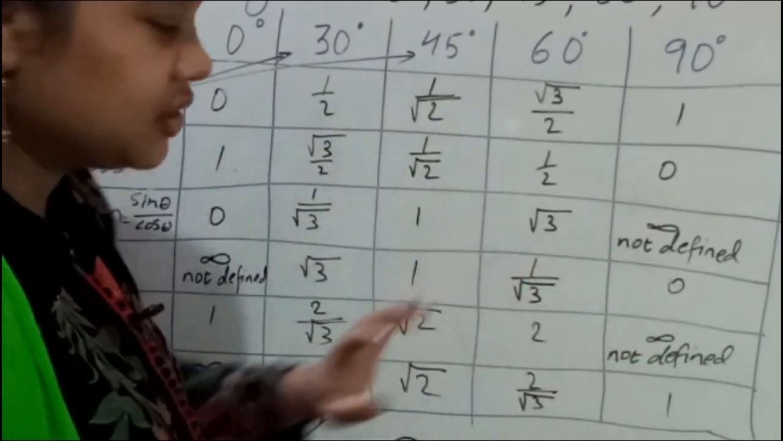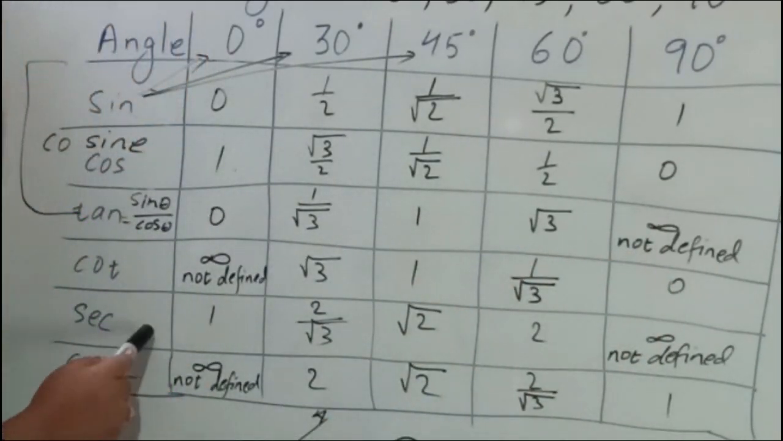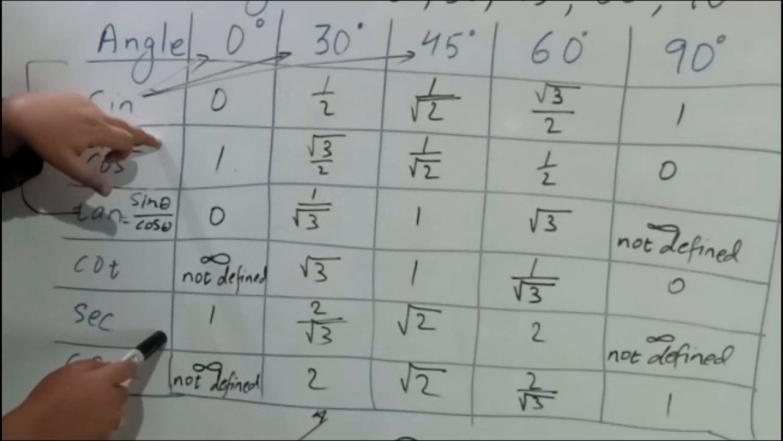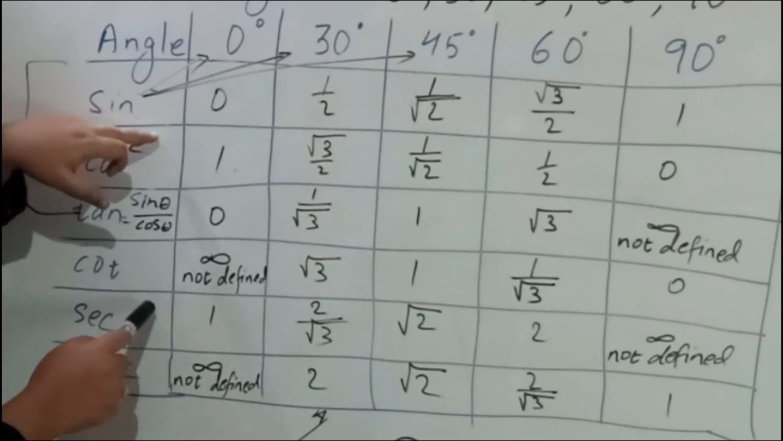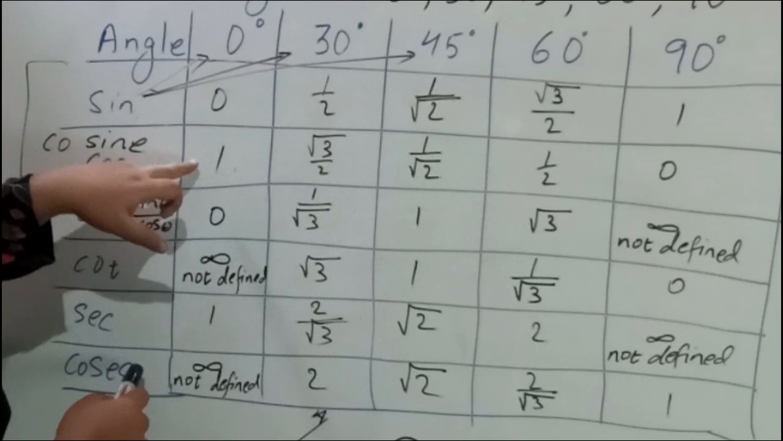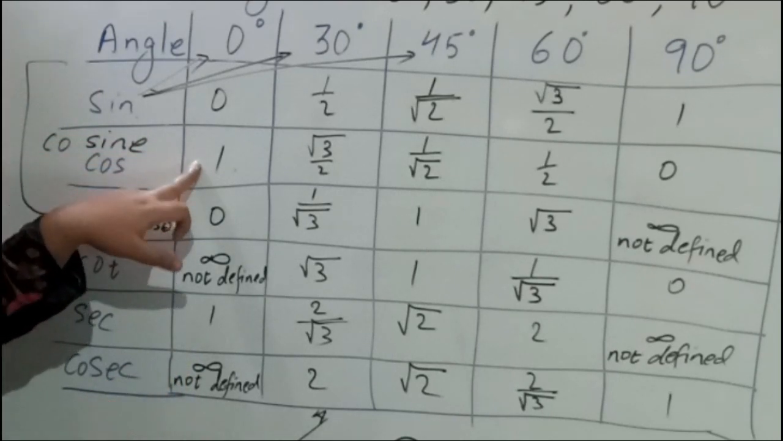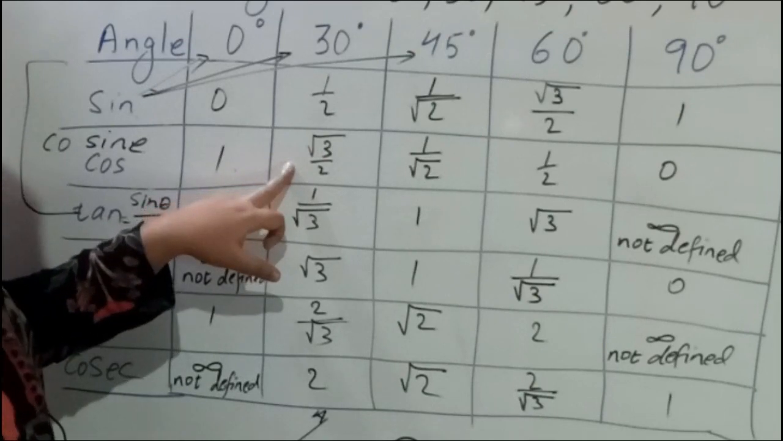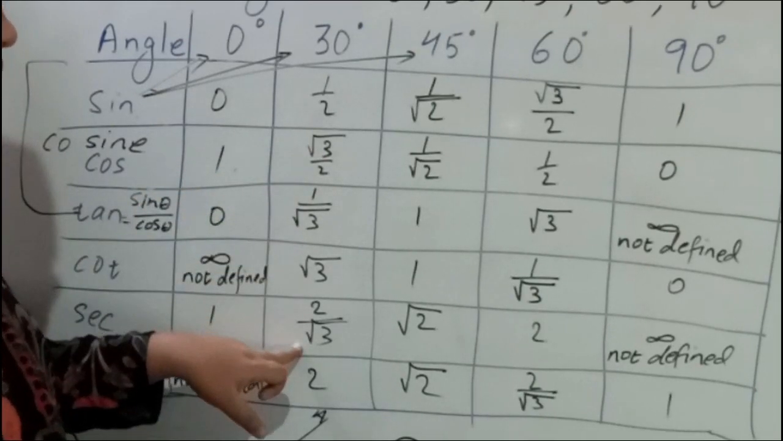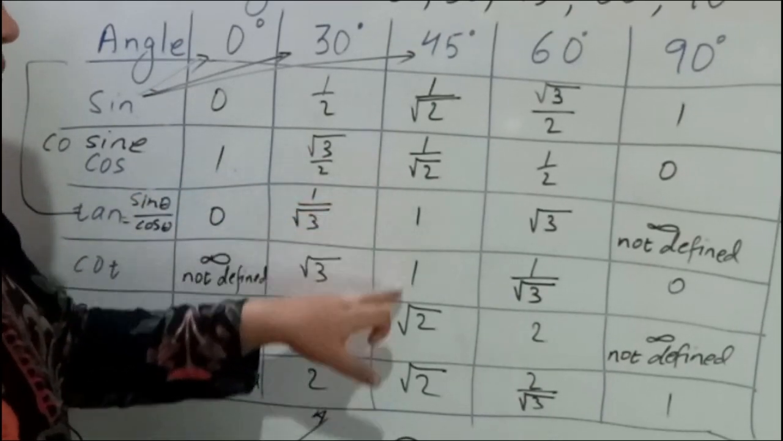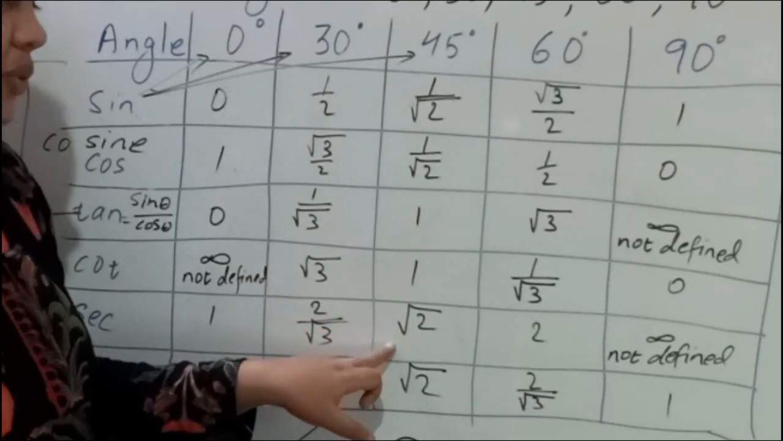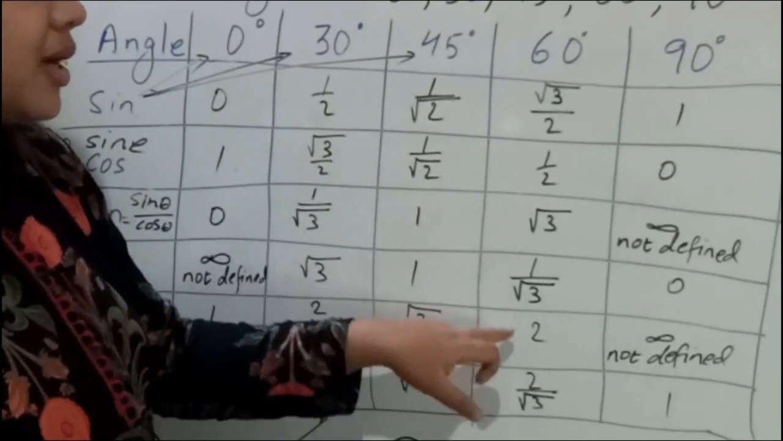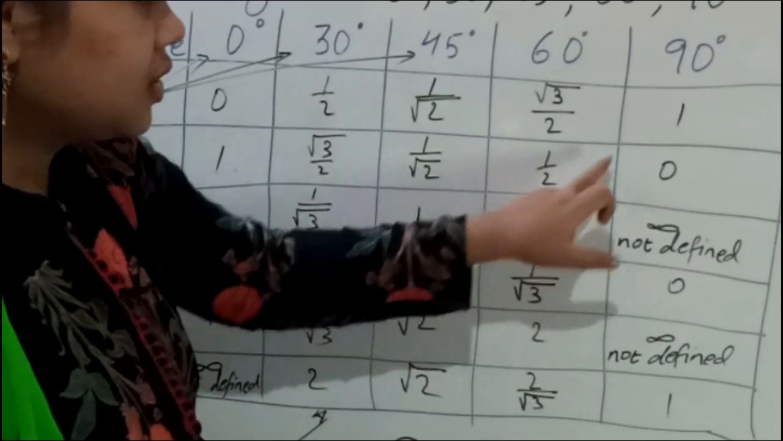That is 0. See the sec values. Sec is the reciprocal of cos. Cos 0 is 1, reciprocal 1. Root 3 by 2, reciprocal 2 by root 3. 1 by root 2, reciprocal root 2 by 1, that is root 2. 1 by 2, reciprocal 2 by 1, 2.